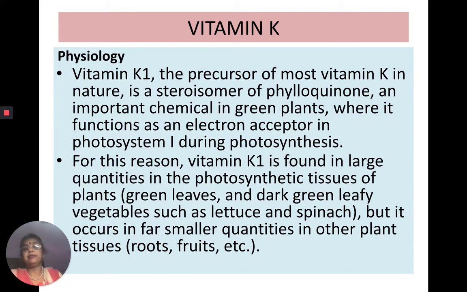K1 vitamin, the precursor of most vitamin K in nature, is a stereoisomer of phylloquinone and is an important chemical in green plants where it functions as an electron acceptor in photosystem 1 during photosynthesis. For this reason, vitamin K1 is found in large quantities in photosynthetic tissues of plants, that is green leaves, dark green leafy vegetables like lettuce and spinach, and it occurs in small quantities in other tissues like roots and fruits.